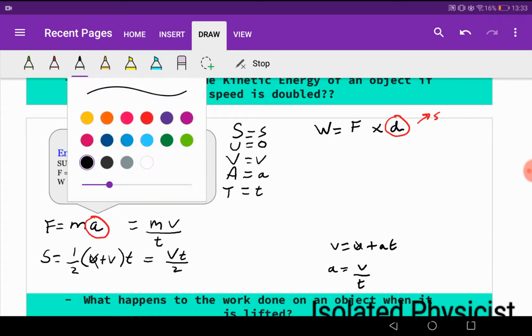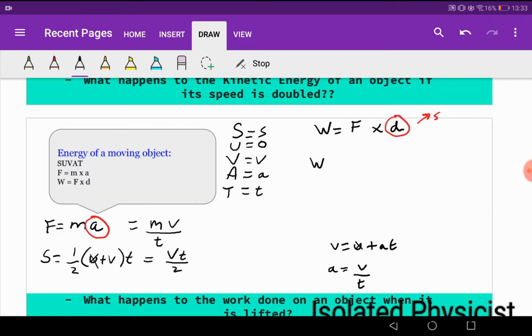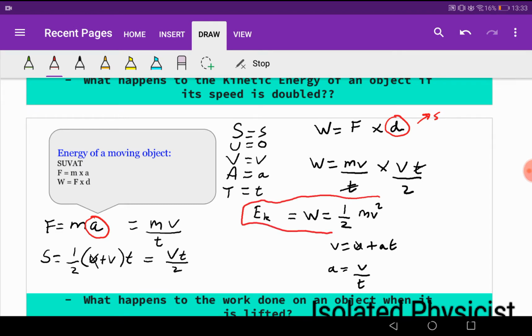Putting that together, we've got work done equals our force, which is mV over T, multiplied by our distance, which is VT over 2. So that means our work done, or our energy, is half times m times v squared, which is what you know as kinetic energy. So that's where it comes from. I just wanted to show you that. That's where we get kinetic energy from, just by using SUVAT, F equals ma, and work done is force times distance.